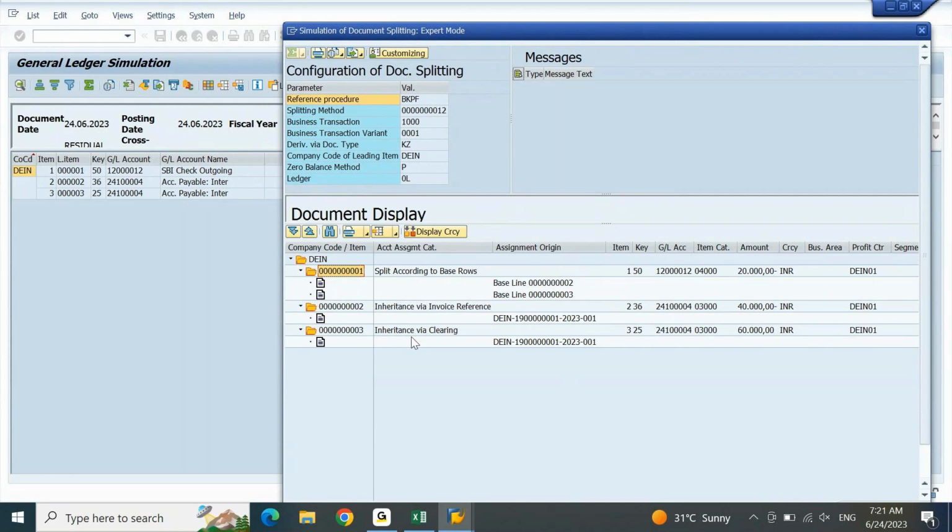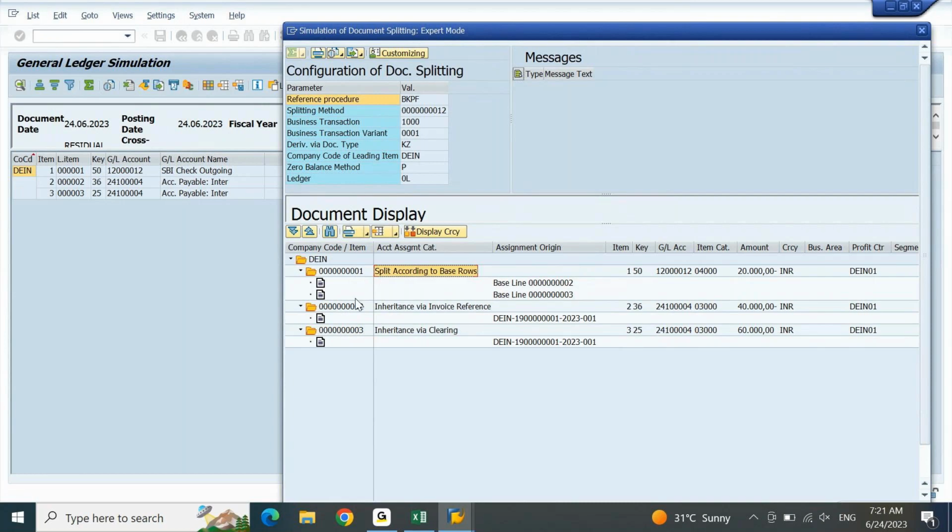I have removed it. For the first line item, which is your bank outgoing GL account, it is telling split according to base rows. It has taken profit center based on the remaining two line items, line item number 2 and line item number 3. Whatever the profit center was there in line item number 2 and line item number 3, accordingly it has taken profit center for the bank account. This is based on the splitting.